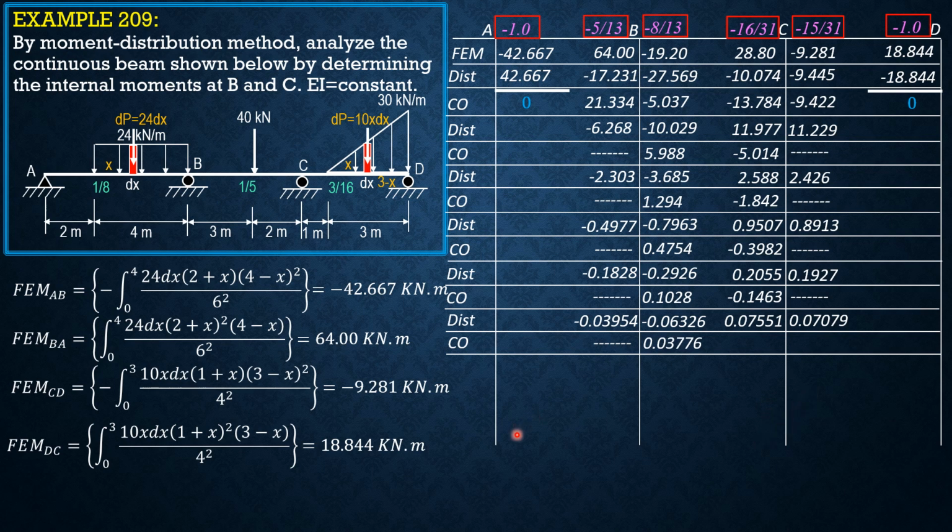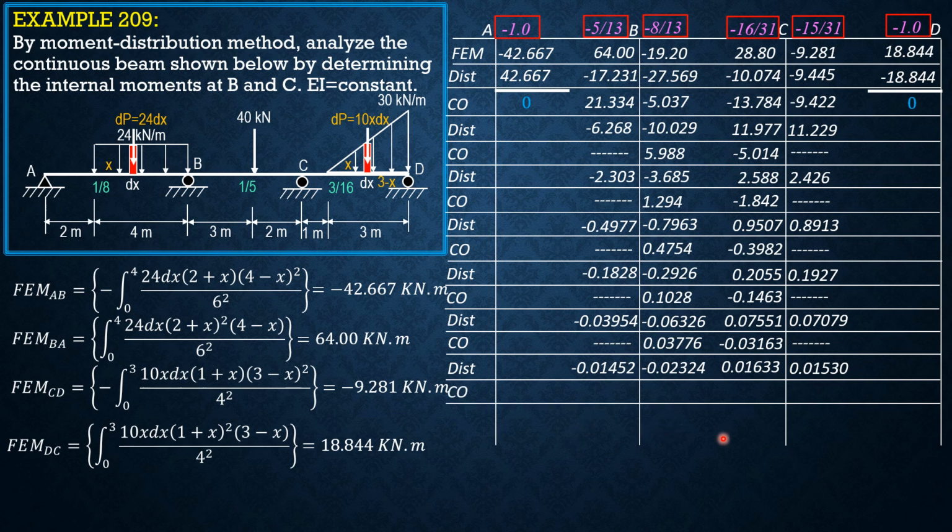So let's have the final distribution. We distribute so that the left and right moments at the joint will have the same values, expectedly. So 0.008165 times negative 5 over 13 here, then times negative 8 over 13 here, negative 0.01162 times negative 16 over 31 here, then negative 0.01162 times negative 15 over 31 here. Since they are consistently with double zeros from the decimal, let's lock the joints finally.